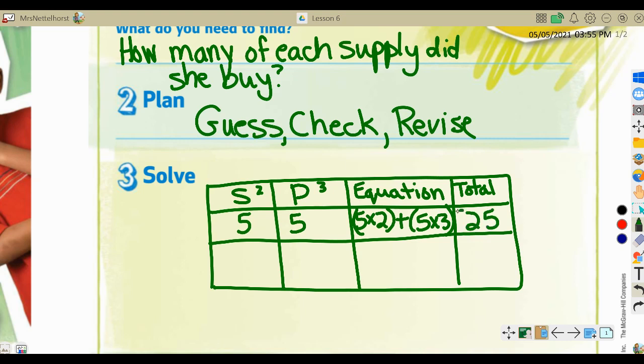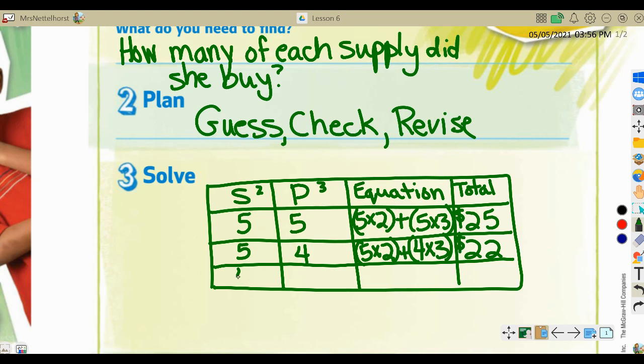So that's too much. Okay, so let's do some trades. I need to make it less. So let's do 1 less pack of paper, because we don't have to have a certain amount of supplies. So let's do 5 sticker sheets and 4 packs of paper. Okay, so 5 times 2 is 10, plus 4 times 3 is 12. 10 plus 12 is 22.